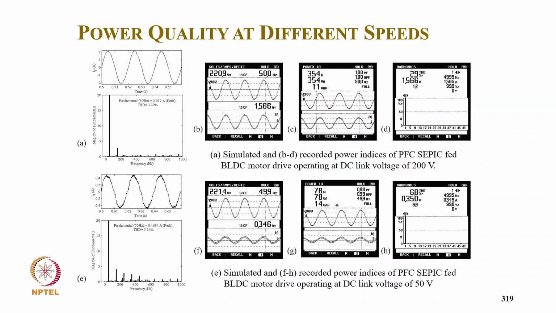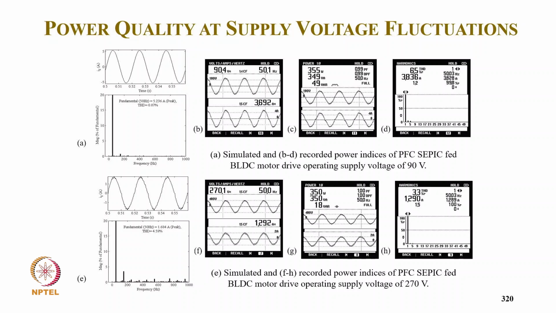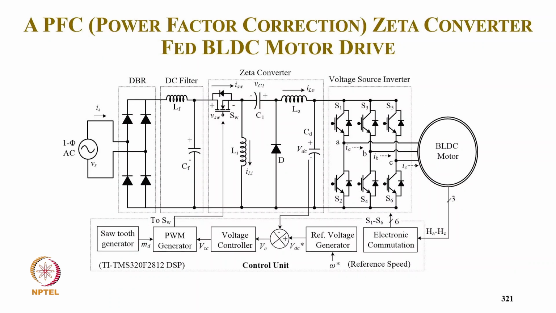And these are typically the power quality waveforms. At 220 volt we get THD of supply current 2.9% with unity power factor, and typically at light load also at 50 volt THD 6.8% of supply current with power factor 0.98, and at 90 volt we get THD 6.5% with 0.99 power factor, and we get 3.3% THD at 270 volt at unity power factor. This is another buck boost converter, the Zeta converter.